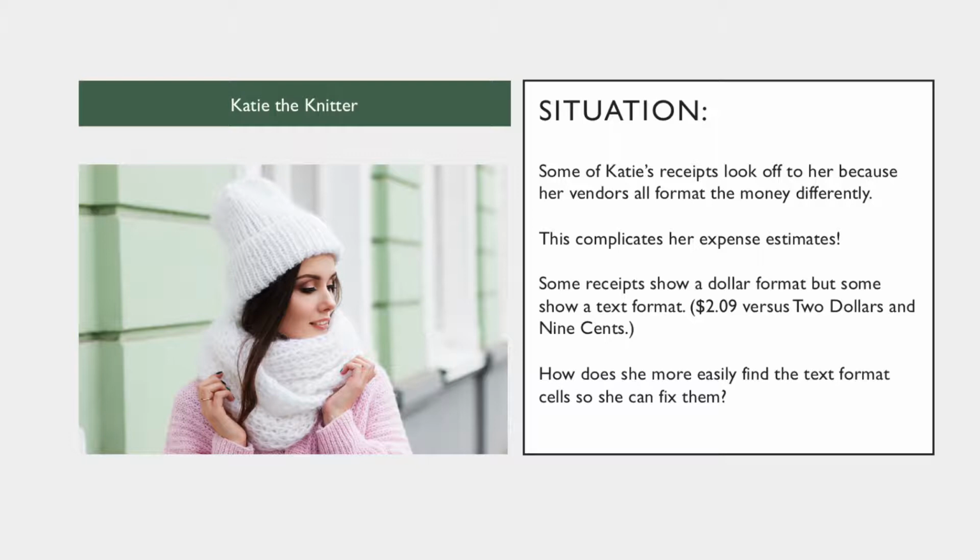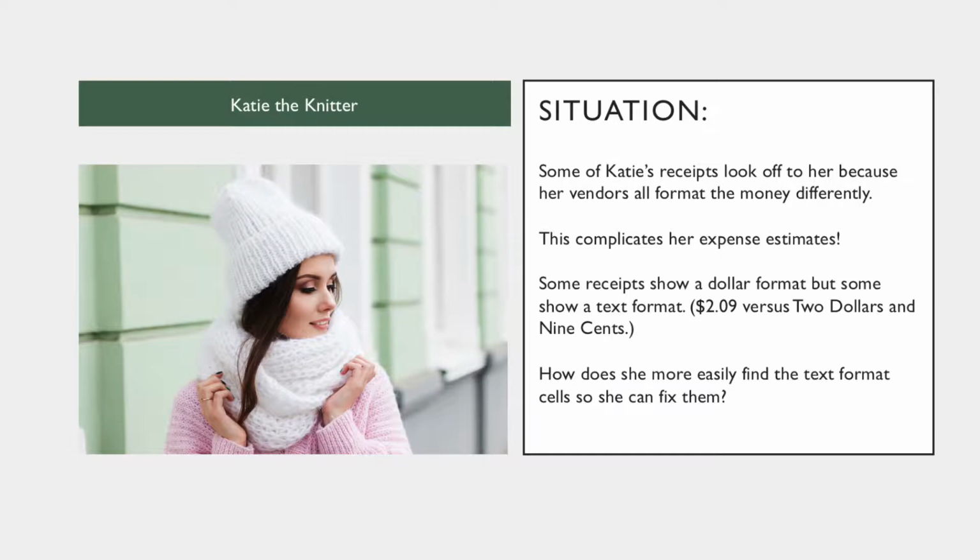Some of Katie's receipts look off to her because her vendors all format the money differently. This complicates her estimates for her expenses. She needs to know how much she's paying out to her vendors to give her a better idea of where she needs to allocate her money and what she needs to save for business decisions going forward.